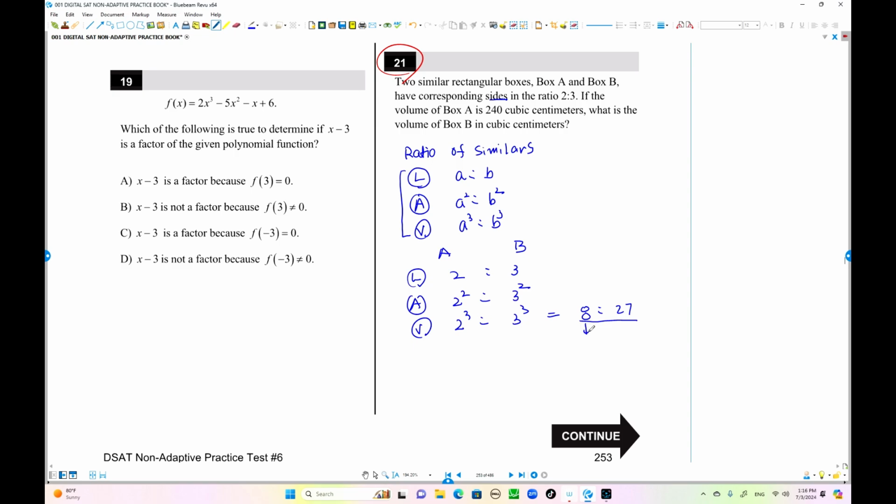Box A is what? This one is 240. The other box is how much? So 240 times 27 over 8. Or you can use 8 over 240 equals 27 over how much volume, right? You can use this one too. I like this one too, right? This is 30, and 30 times 27 is 810, okay? That's the volume of box B.